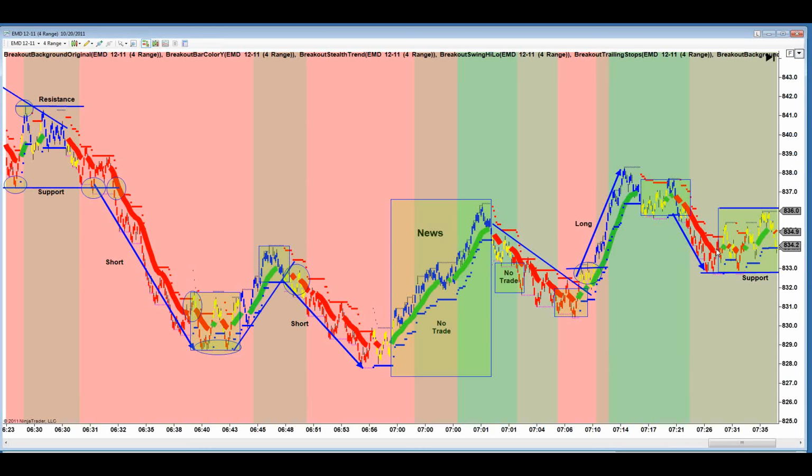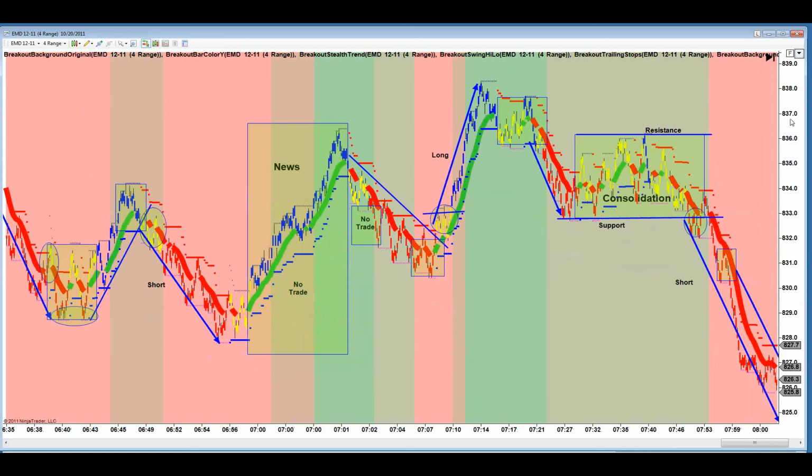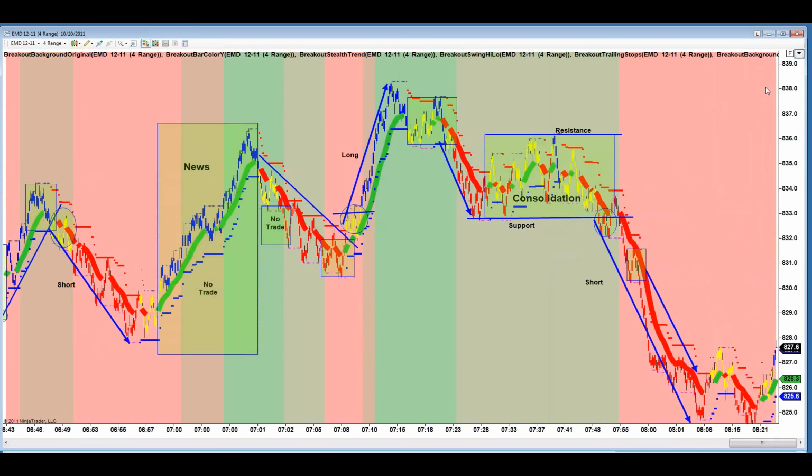Anyway, after the news, of course, we went into some chop. You can see we went into consolidation. And then I think, I'm not exactly sure, but I think Rich actually called out the short trade here.